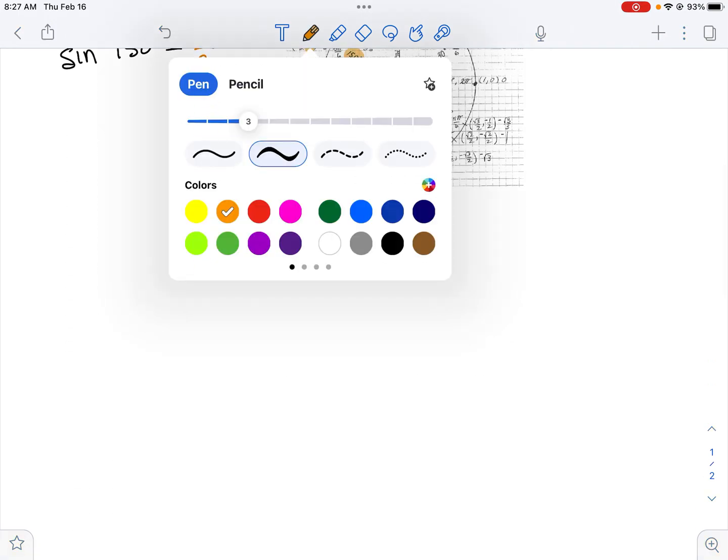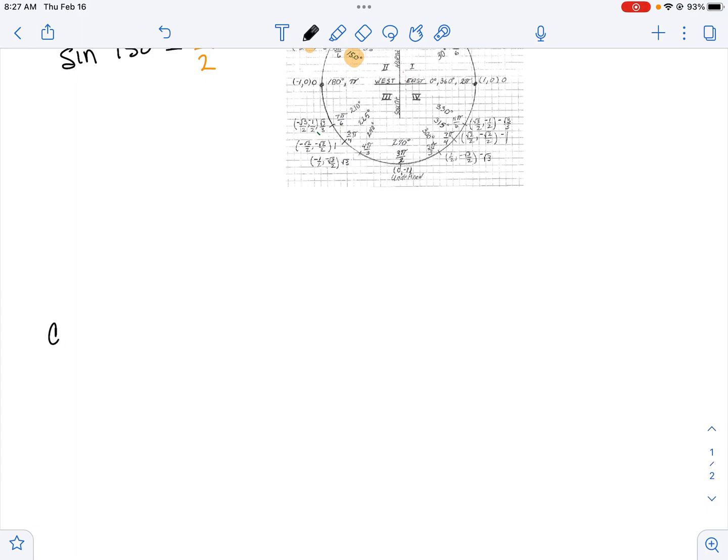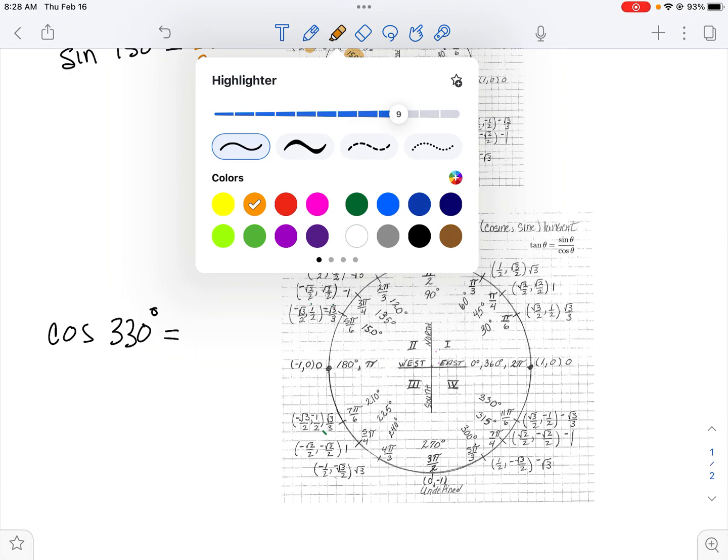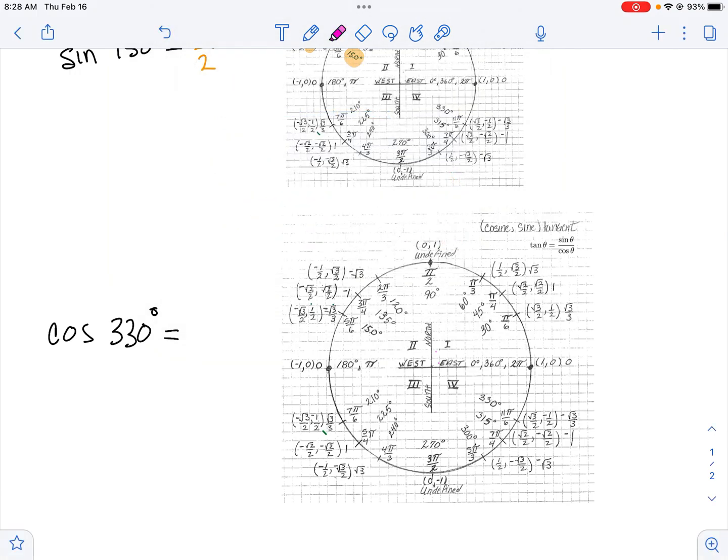If I give you something like cosine of 330 degrees is equal to what? You're simply going to look at the unit circle. You are going to find on the unit circle 330 degrees, which is right here. You're going to remind yourself that cosine is the x portion. And so the answer to that question is going to be radical 3/2.